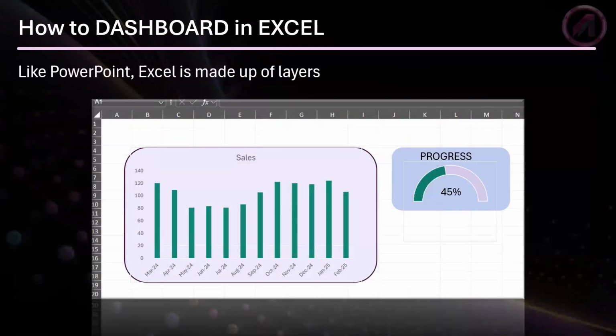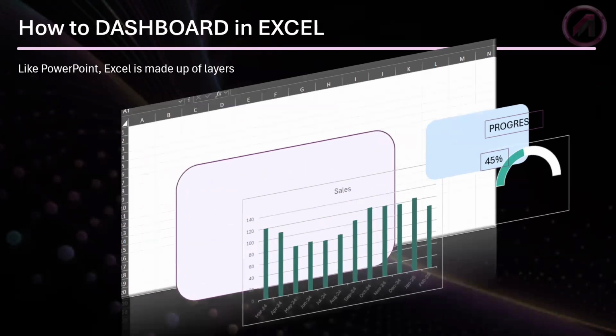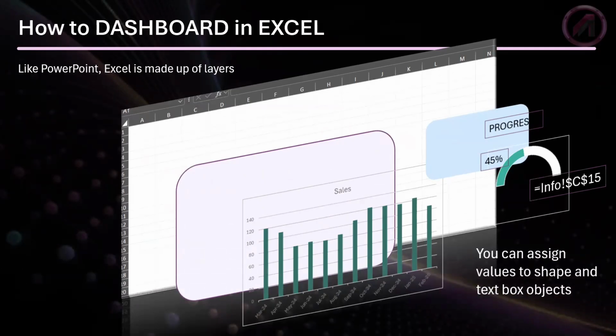So just to explain what's going on here, like PowerPoint, Excel is made up of layers. What I've got there is an Excel spreadsheet, a graph or two, and a couple of shapes, but effectively it's behaving like that. That's the architecture that we are looking at here. And what you can start doing is assigning values to these objects. That particular object is a text box, so you can assign a value to that.